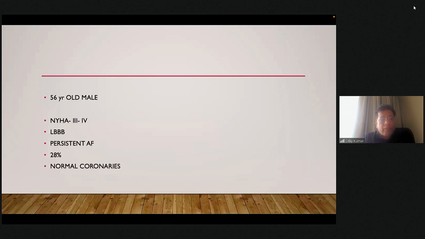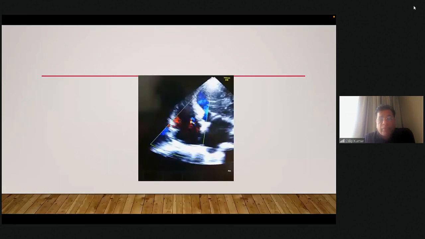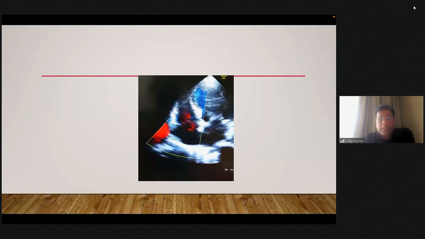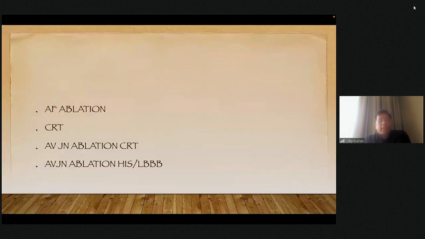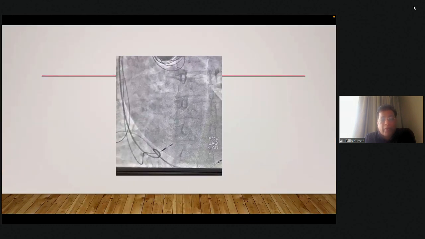There's another place where the left bundle pacing or CSP can be more productive, which is an AF situation. See this patient with atrial fibrillation with a poor LV function and normal coronaries, and you see the ECG, the echo, which showed a dilated heart and dilated left atrium, persistent kind of AF. So there was no point going for an AF ablation, so we went for AV junction ablation with CRT. So there was a left bundle CRT done after AV junction ablation.